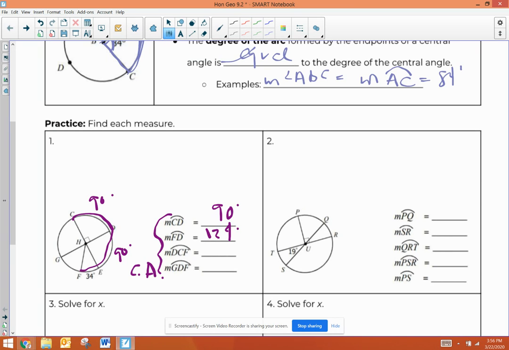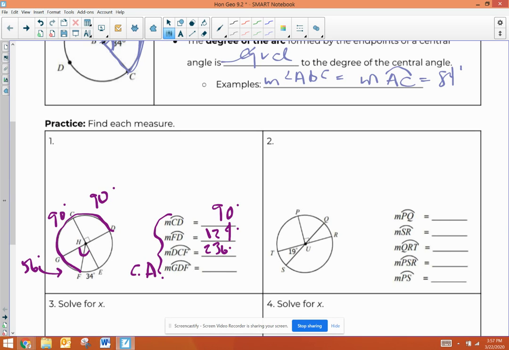Measure of arc DCF. So I'll erase what we had done already. That's DCF. So 90, 90, and then this is going to be 90 minus 34, which would be 56. So 180 plus 56, 236.